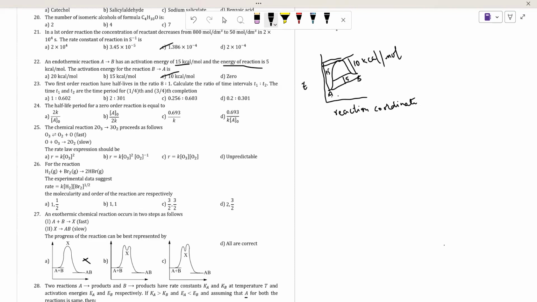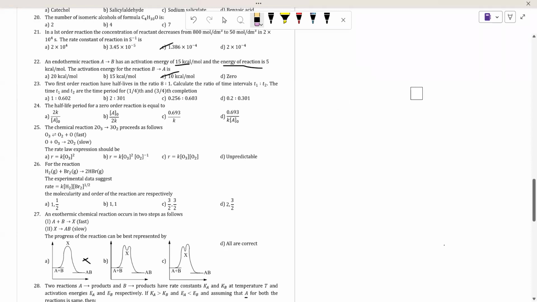Now let us first erase this, and after that we will start with the solution of question number 23. What they have given is 2 T halves. So let us assume the 2 T halves to be T half 1 divided by T half 2.